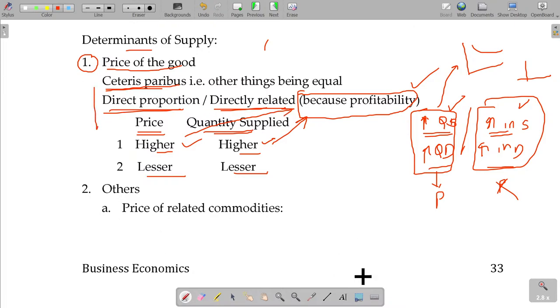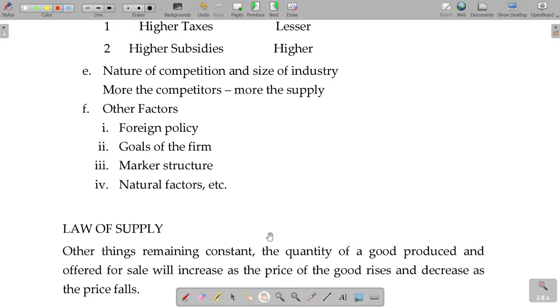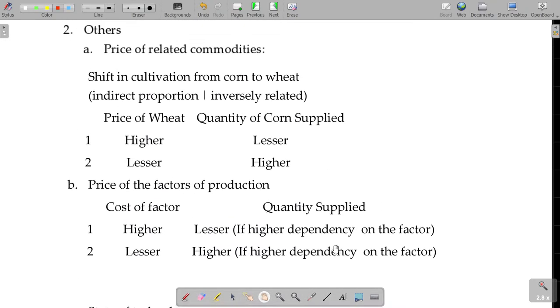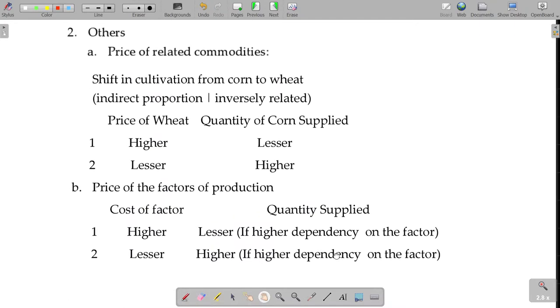Other than that, we'll see. Now, price of the commodity matters. Let's deal with the factors other than the price of the commodity that affect quantity supplied here.